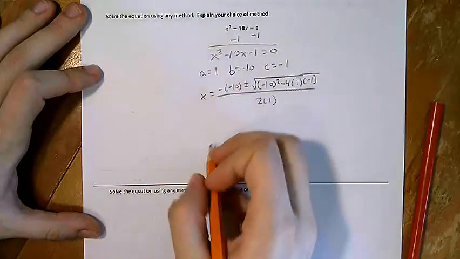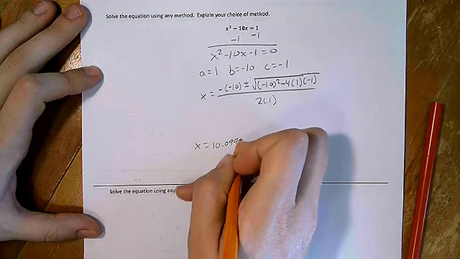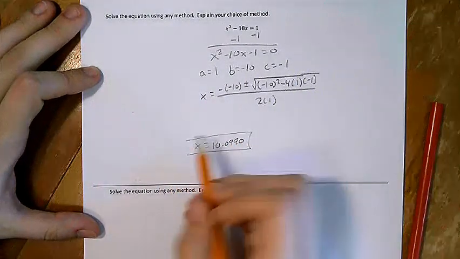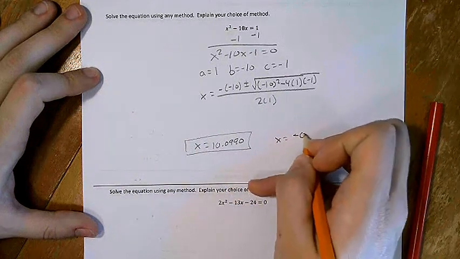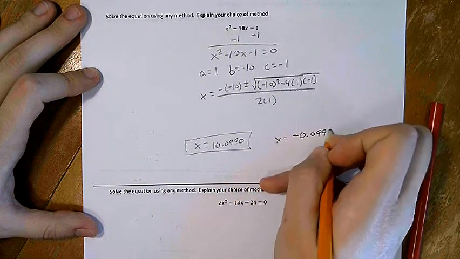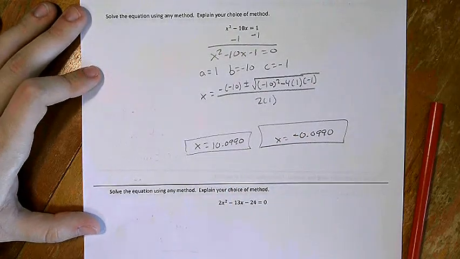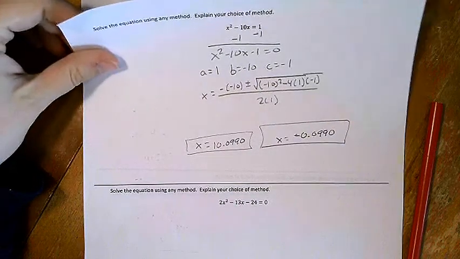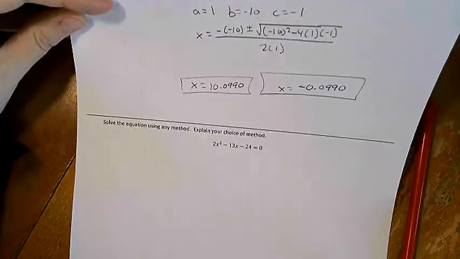You should have gotten, when you did this, x equals 10.0990. Remember, go with 4 decimal places. And x equals negative 0.0990. Let's scooch the paper up and we'll take a look at the next one.